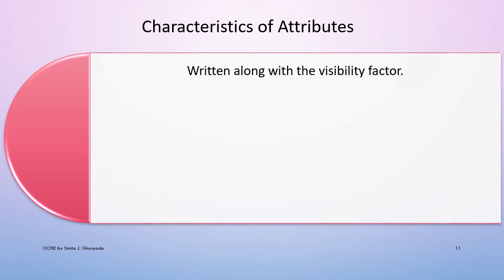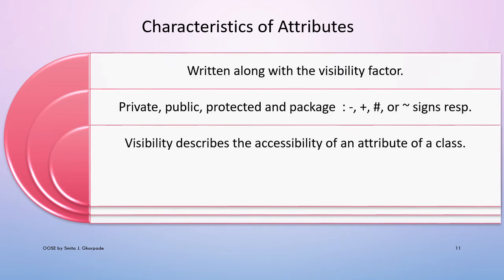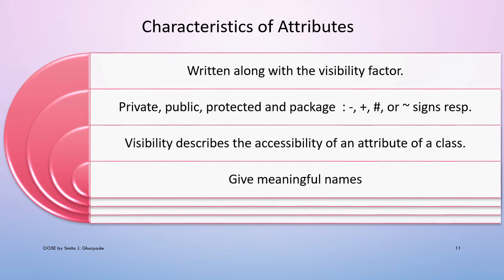Characteristics of attributes. An attribute is generally written along with a visibility factor. Visibilities are nothing but private, public, protected, and package. These are the 4 visibilities and they are denoted by minus, plus, hash, or a tilde sign respectively. Visibility describes the accessibility of an attribute of a class, means in which particular region that attribute is accessible, and that is mentioned through visibility. Attributes must have a meaningful name that describes the use of it in a class.